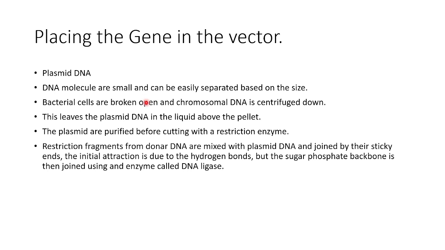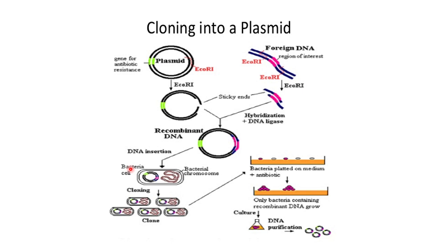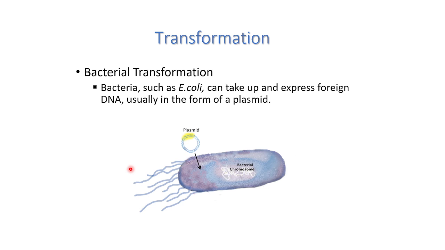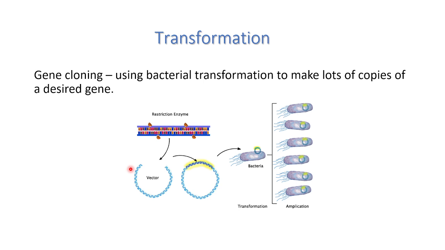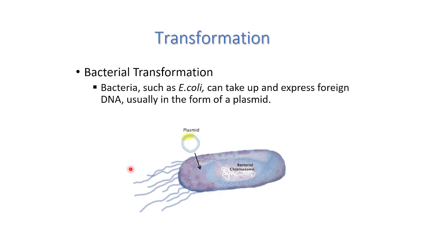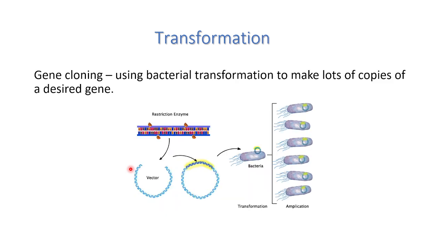Here the cells are broken up and the chromosomal DNA is centrifuged down. So you get only the plasmid DNA, and it's purified and cut with a restriction enzyme. Then you use a ligase buffer to ligate it. So that's the entire graphical overview. Then you go for transformation. You take a bacterial cell and make it competent using calcium chloride and some bigger sized ions, and you insert the plasmid into it.